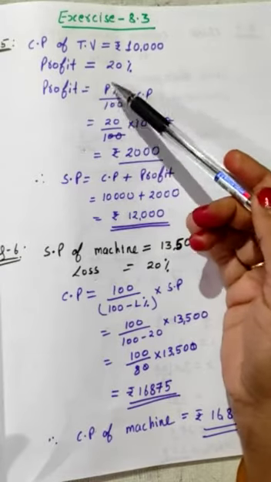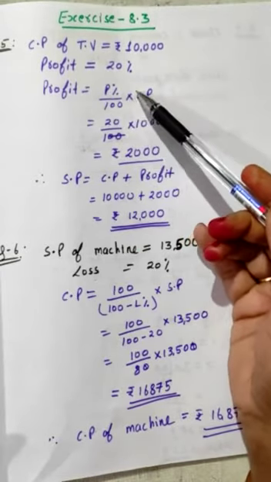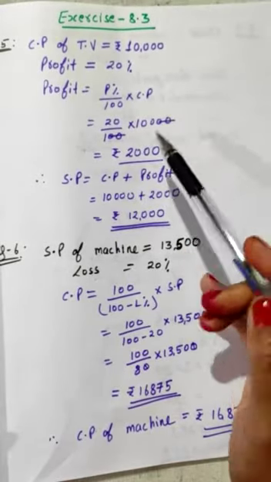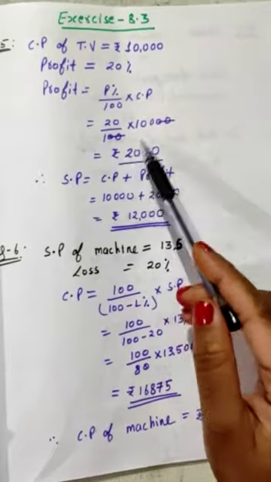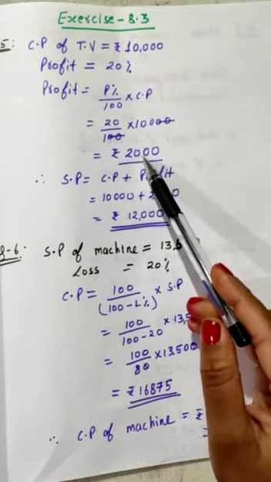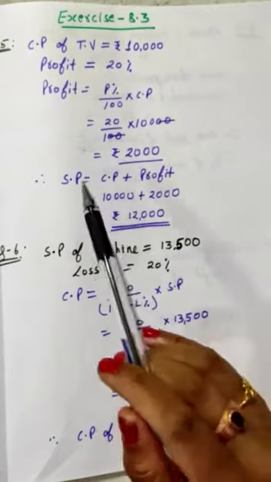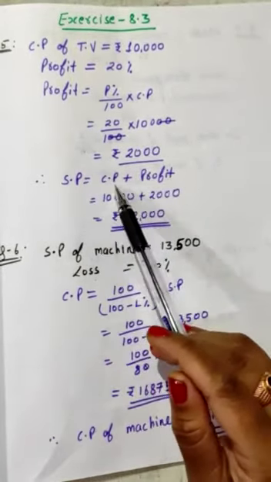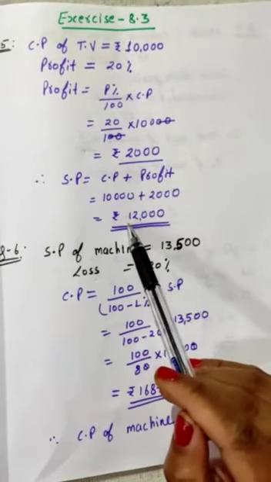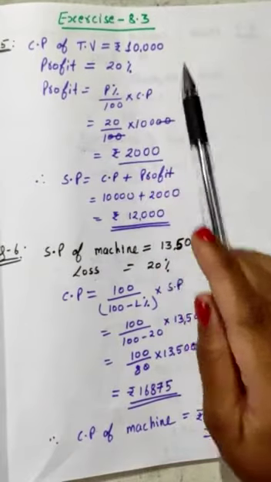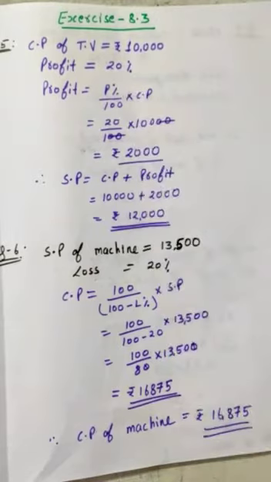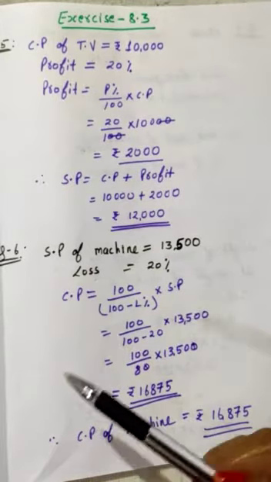So the formula is profit percent upon 100 into CP. So it will be 20 upon 100 into 10,000. So the answer is 2,000. That means on the TV of 10,000, 2,000 profit has been made. Now you have to calculate SP, and selling price is nothing but cost price plus profit. So 10,000 plus 2,000. So the person who purchased the TV for 10,000 has sold it for 12,000 by making a profit of 20%. I hope all of you have understood this.